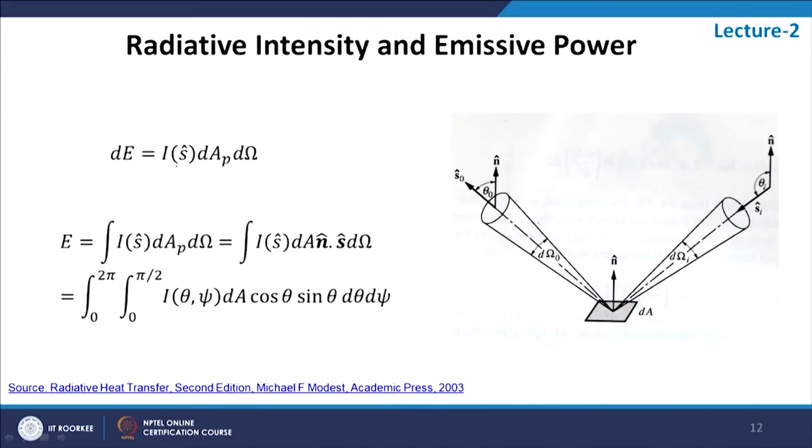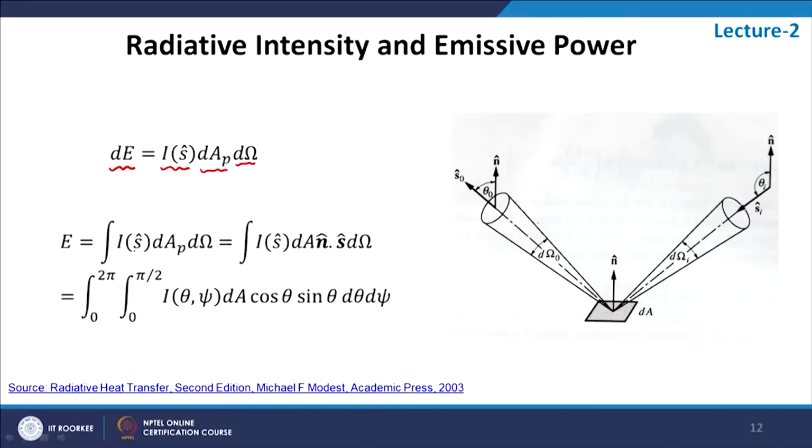Now, definitely radiative intensity and emissive power are related. Emissive power gives you total energy emitted from a surface, while radiative intensity gives you energy emitted in a given solid angle. As per the definition of intensity, the amount of energy emitted in a given solid angle is intensity multiplied by the projected area, that is area normal to the rays, multiplied by the small solid angle. When we integrate it over all the solid angles, it should give us the emissive power.